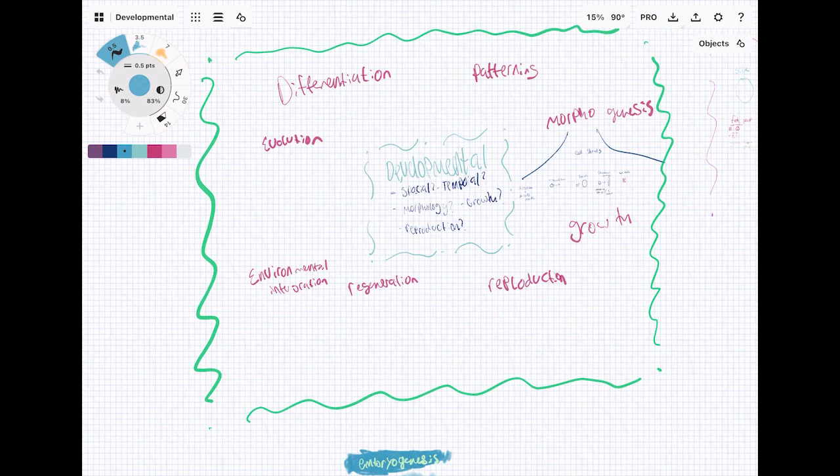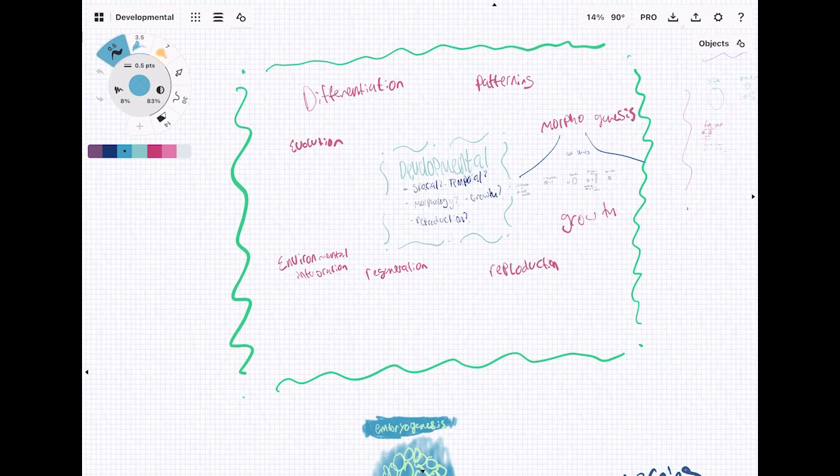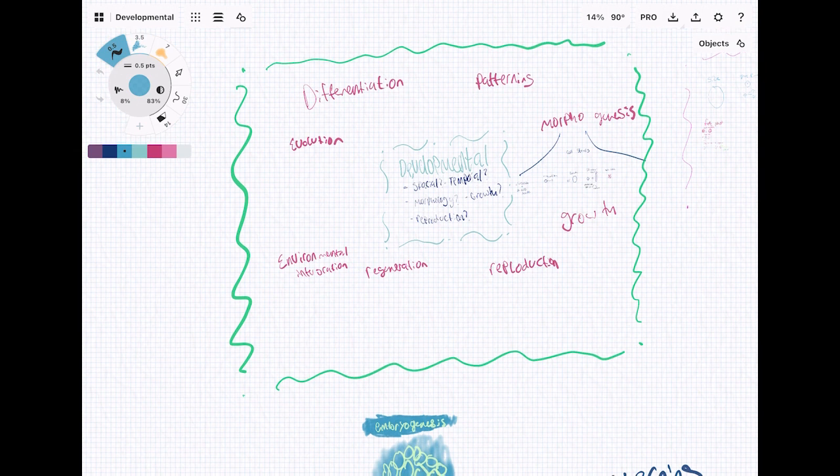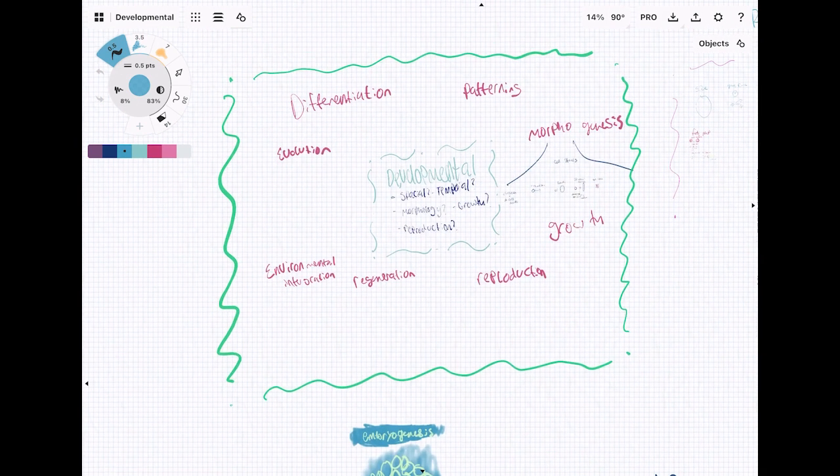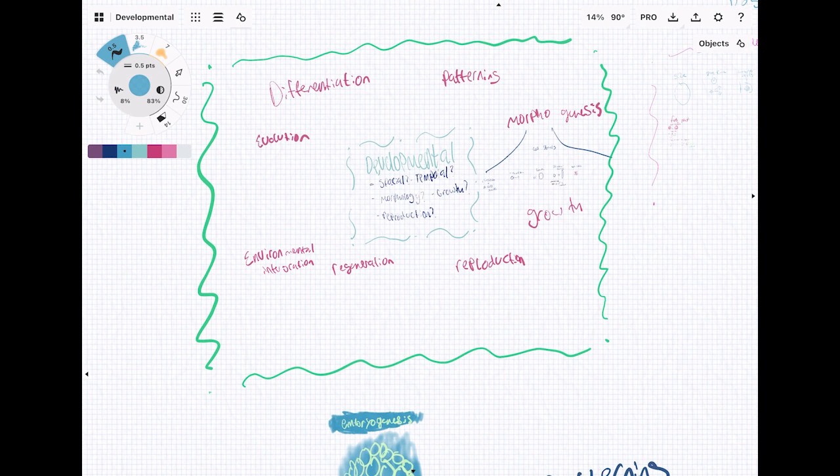Today I'm going to be talking about developmental biology, and we're going to be discussing the first third of what I'm planning to teach. So, to start off with, what is developmental biology? It's a study of how organisms evolve over time and how they create their organs and stuff like that.